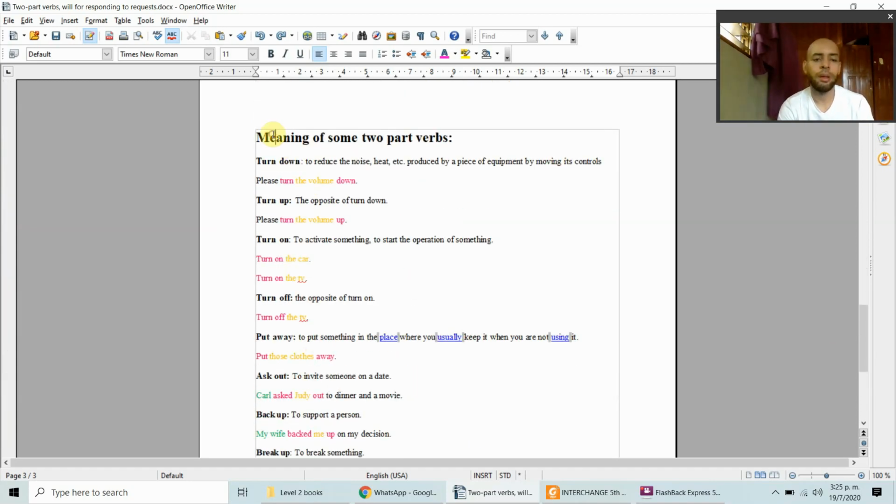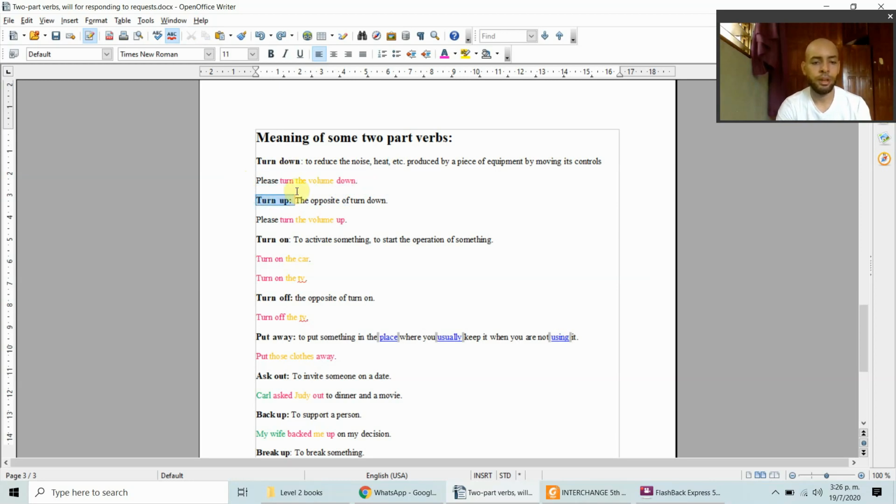So let's take a look at the meaning of some two-part verbs. Turn down. This means to reduce the noise, the heat, etc. produced by a piece of equipment by moving its controls. Please turn the volume down. The person is asking to lower the volume of the radio or the TV, whatever.